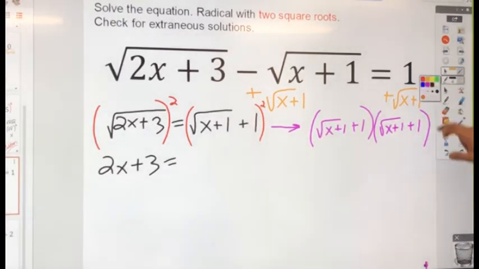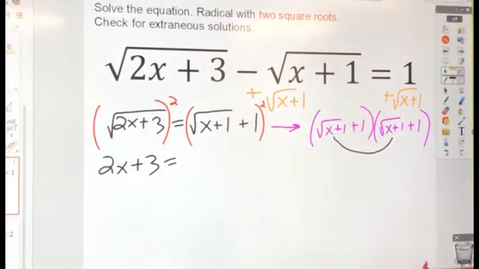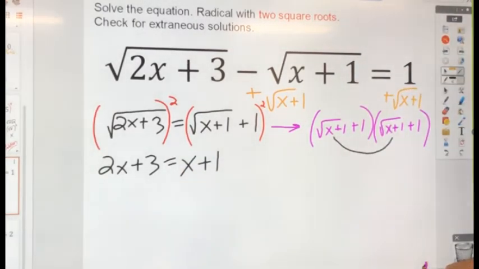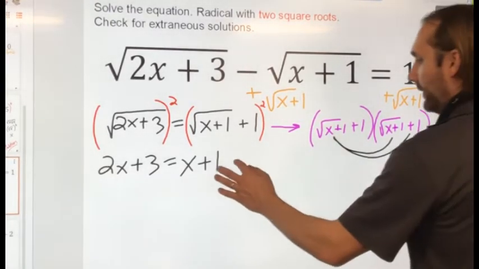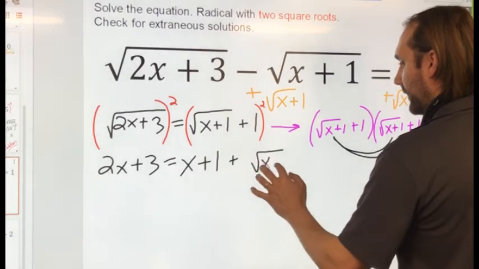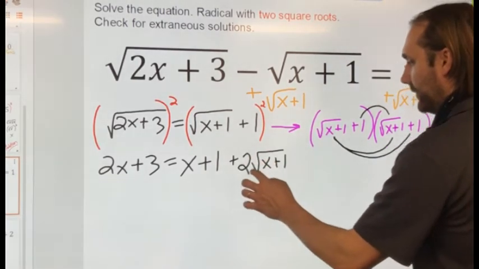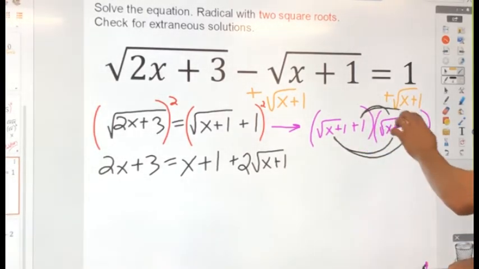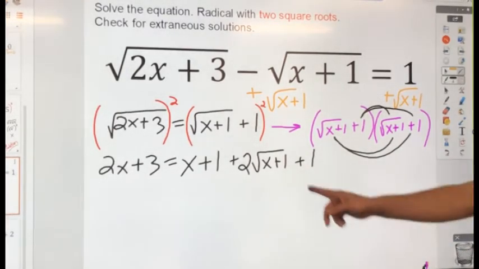Now let's distribute. So what do you get when you distribute square root of x plus 1 times square root of x plus 1? X plus 1. Very good. That radical just disappears and goes away. What do I get when I multiply square root of x plus 1 times 1? Square root of x plus 1. And what do I get when I multiply 1 times square root of x plus 1? I get another one, so I'm going to change this to 2 square roots of x plus 1. And then 1 times 1 is a 1.